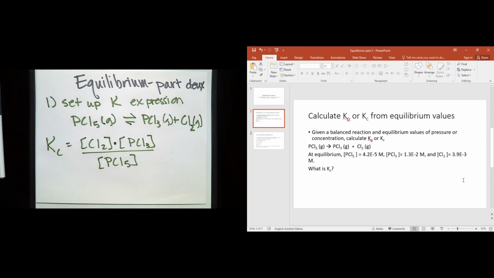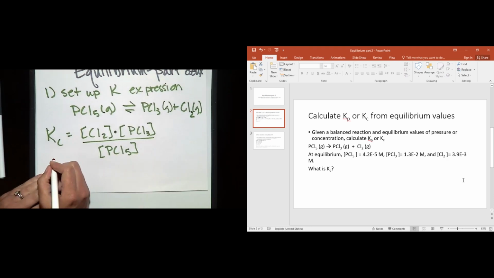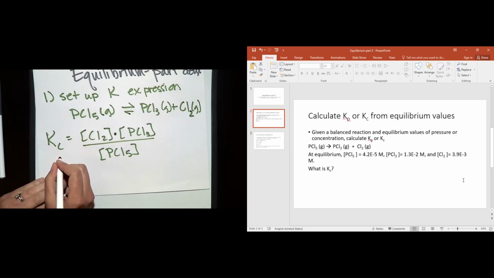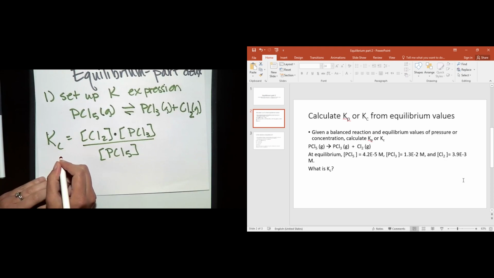Let me get a different color. Let's get an orange. Okay, this is going to look like a 1970s kitchen with army green and dark orange, but we're just going to go with it.